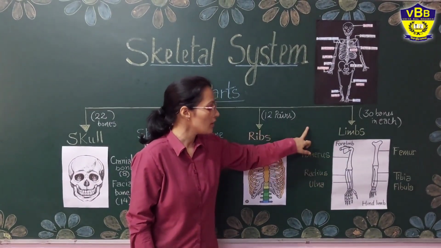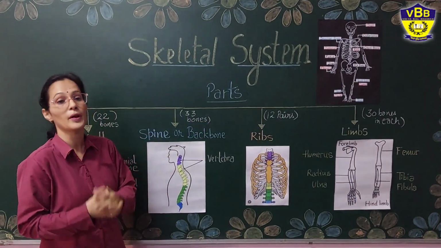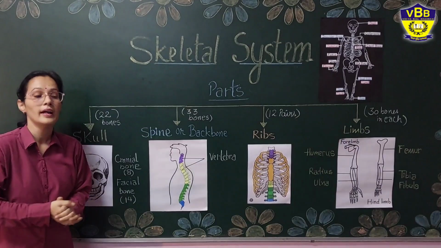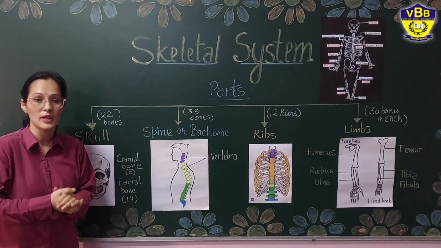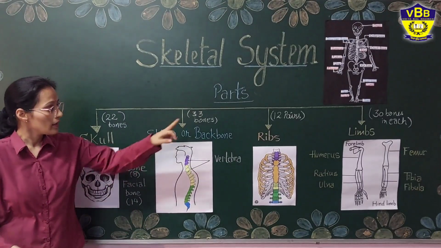Okay, so these are the limbs. You know what the role of limbs is? It helps in movement, it helps in walking, it helps in carrying things from one place to another place. So this is the role of limbs. I hope this is clear.